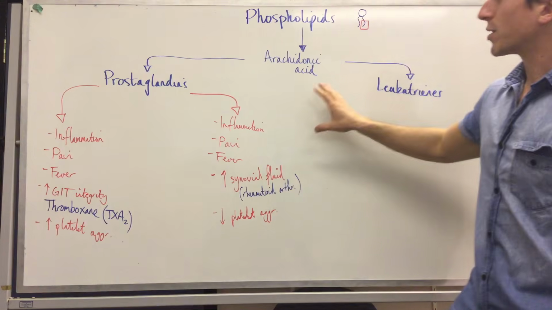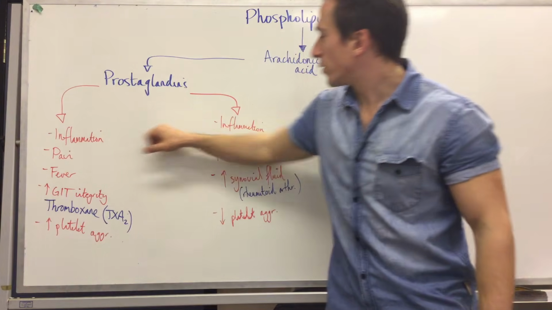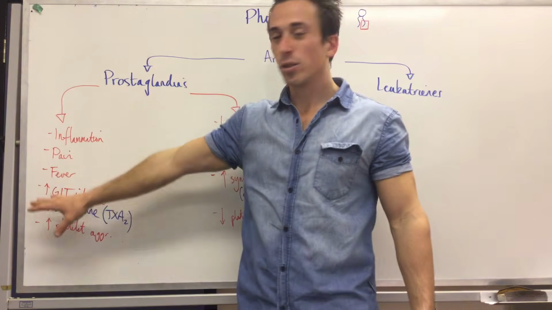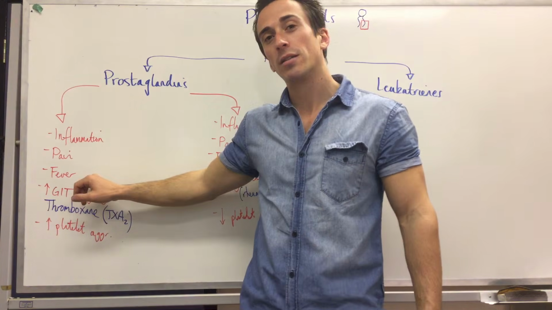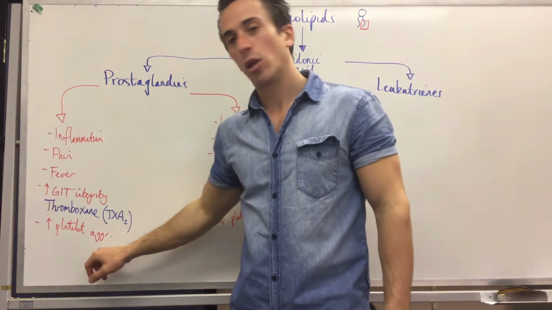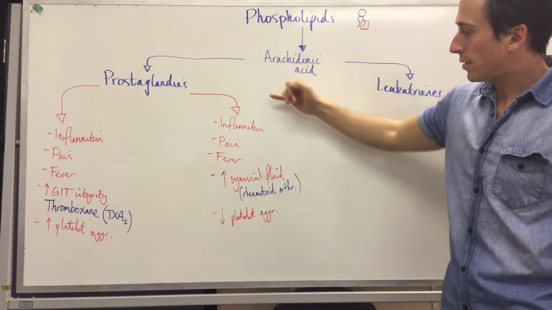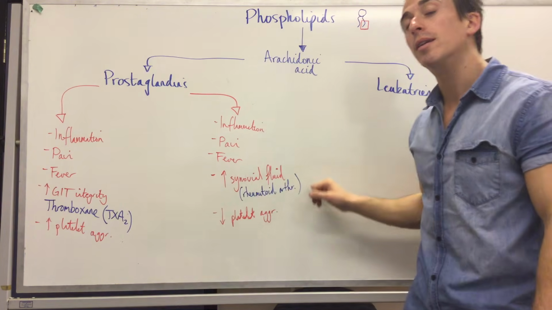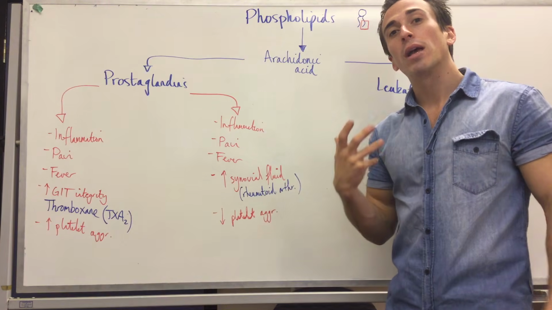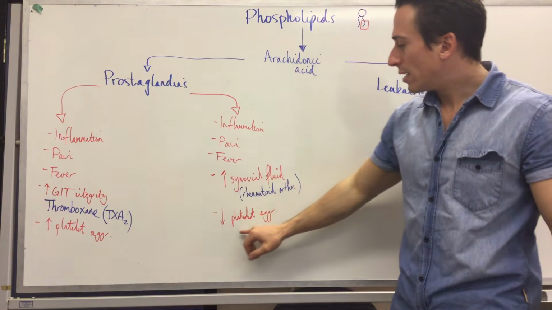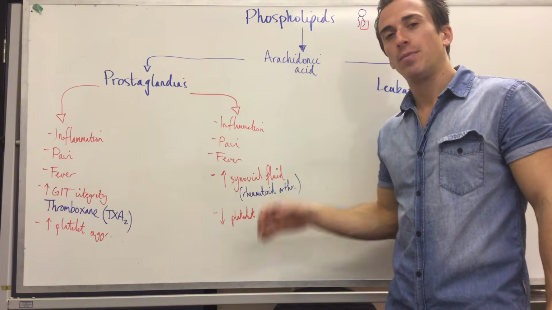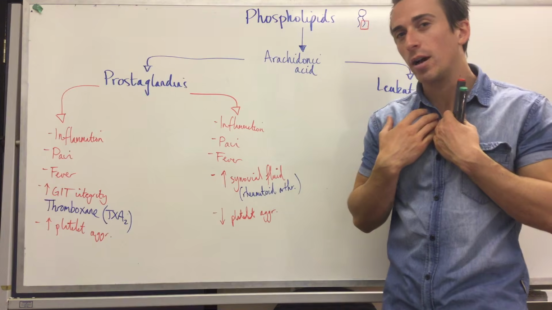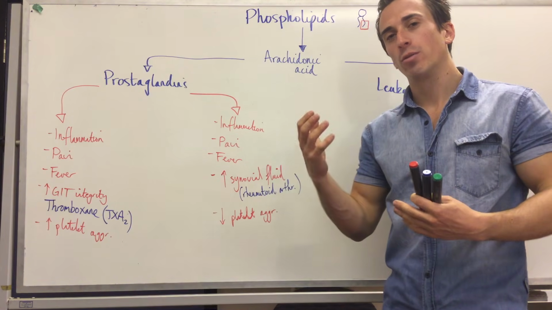So, what do these prostaglandins have in common? Both are involved in inflammation, both are involved in pain, both are involved in fever. However, the prostaglandins on this side maintain the mucus lining of our stomach and also promote clotting. On this side, yes, inflammation, pain, fever, but these prostaglandins are present in high quantities in our synovial joints and therefore can play a role in rheumatoid arthritis, and they reduce platelet aggregation. Now, these are all important because we have drugs that can reduce our inflammatory response.